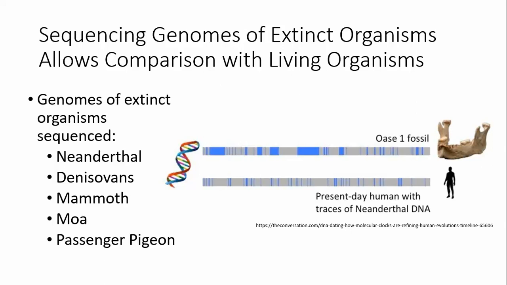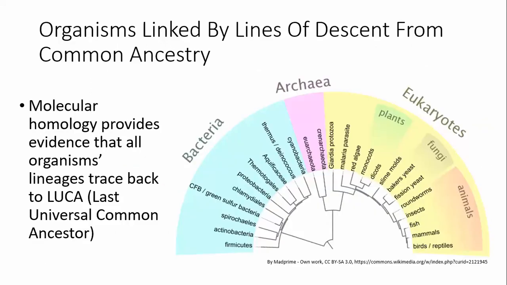Because, for example, in samples like 4 or 5 mammoths, they were able to tell that there were actually 2 different species of mammoth represented in that sample. And then when you trace all of this back, look at all of the evidence, especially molecular homology, you can trace all of our lineage back to something called LUCA, the last universal common ancestor.